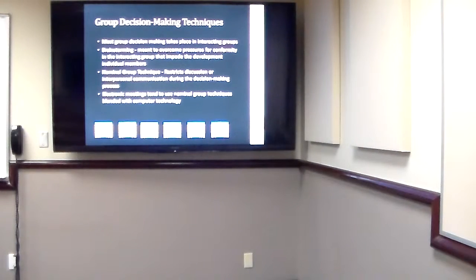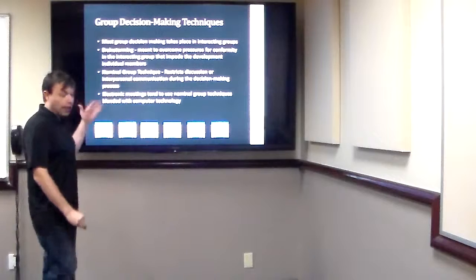So most of the time, interacting groups are where these group decision-making decisions take place. It doesn't have to be face-to-face. It can be done with technology. But the problem with technology is there's a lot of difficulty with communication.